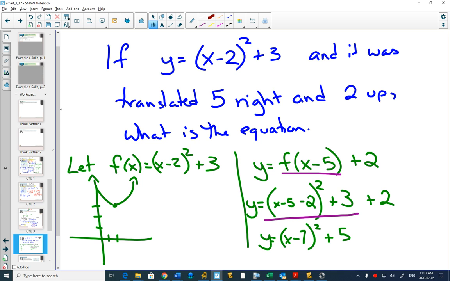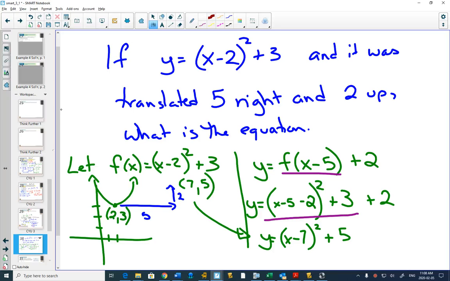If I moved it 5 to the right and 2 up, does it make sense that my vertex that was at (2, 3) would shift to (7, 5)? And then if I knew that, does that equation come out really easily? Okay? And now that I show you the graphing one, you're like, ooh, I like that one the best. But that's the thing. Sometimes the equation can just be done easily without having to do anything.